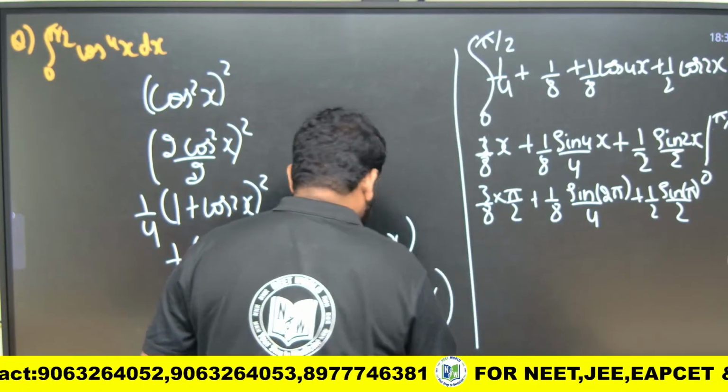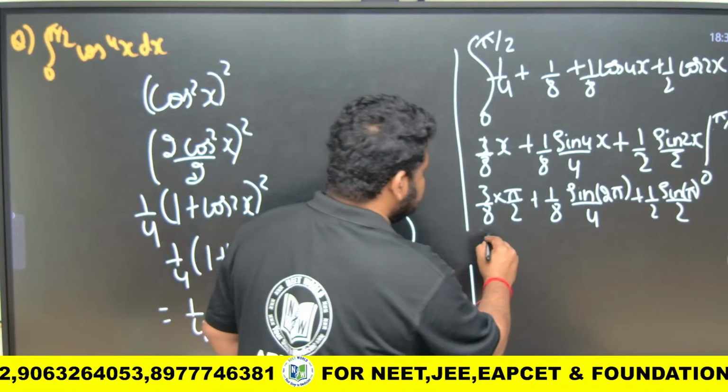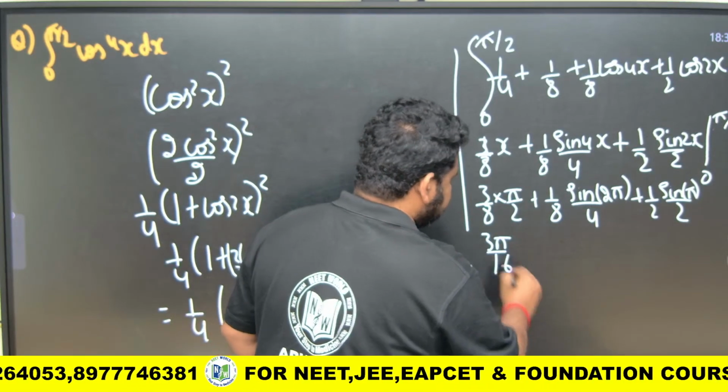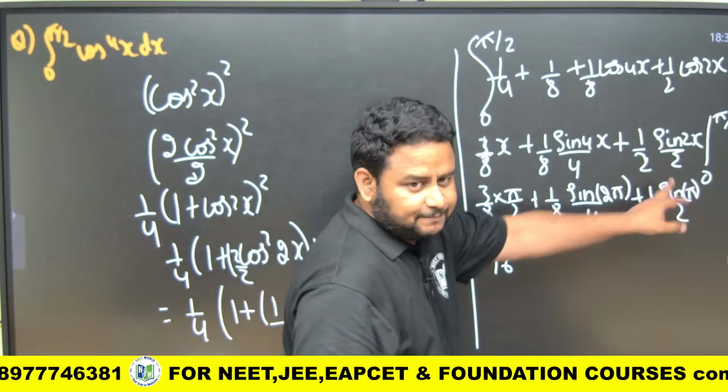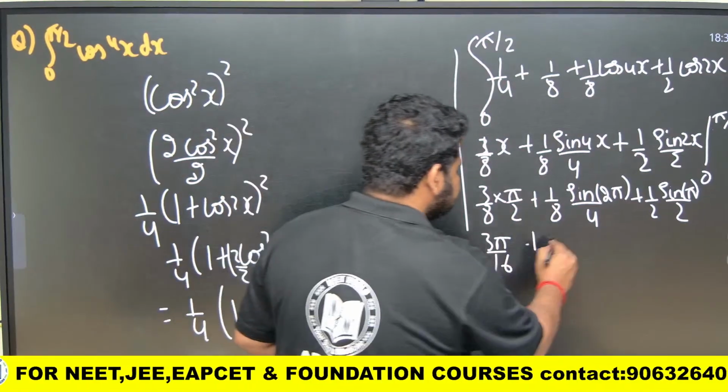Now observe here carefully, this will become equal to 3 pi by 16. Now sine 2 pi and I have sine pi. Sine of any multiple of pi is 0, right? So this entire thing will become 0.